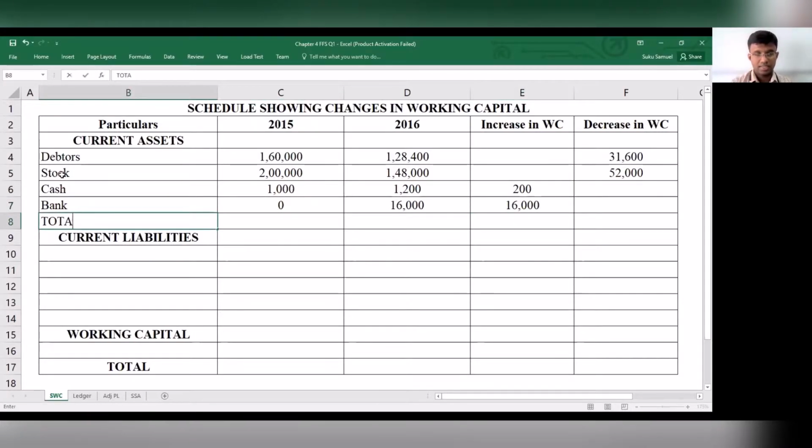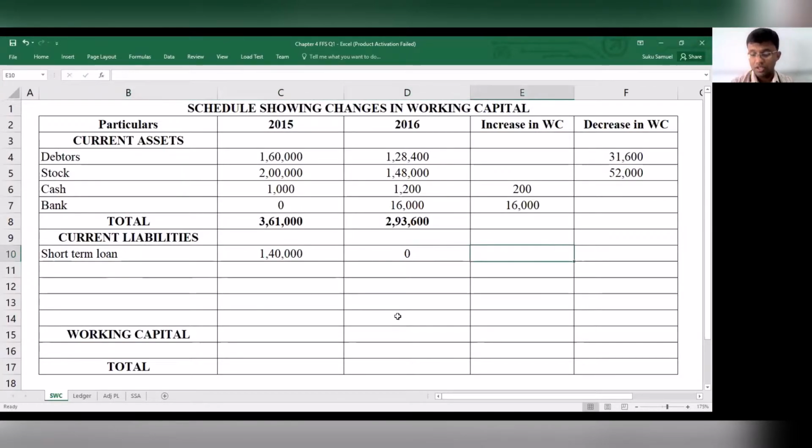Now let's calculate the total. Let's just quickly sum this up. First year's total we have calculated, second year's total also, and that is completed. Now let's move on with the current liabilities. What are the current liabilities that we have? We have short-term loan, and short-term loan is how much? 1,40,000. Second year it is 0, which means your short-term loan has come down.